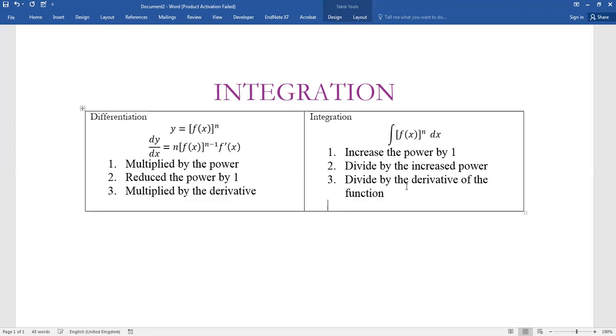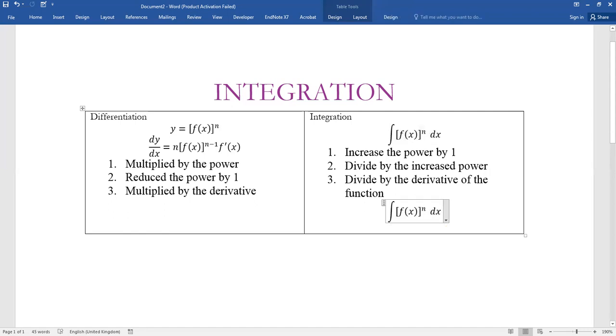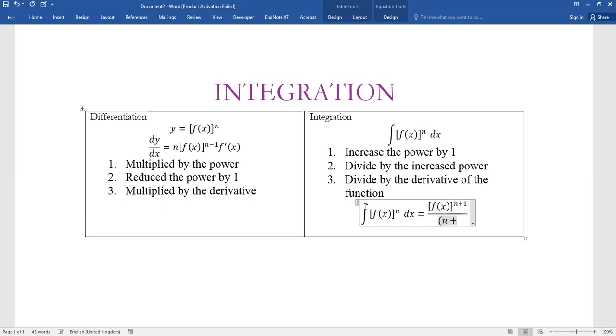So what will the integral of this algebraic function become? First I increase the power, I get n plus 1, and then I divide by the increased power, and I also divide by the derivative of the function. Is this clear now? Yes, sir. That is how we integrate when we are concerned with an algebraic function.